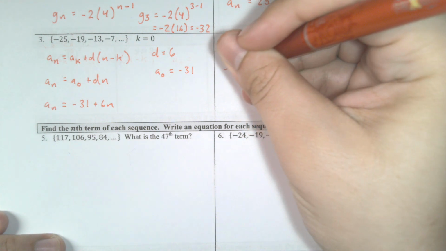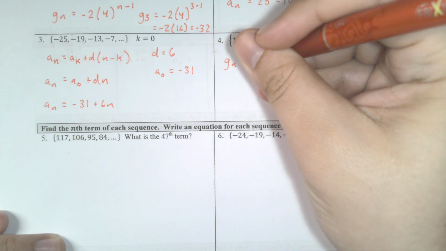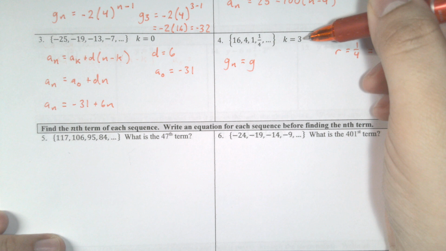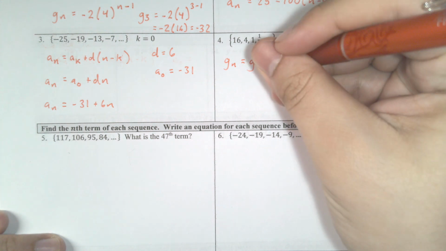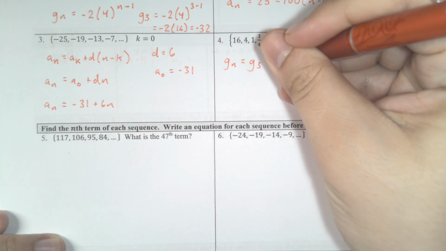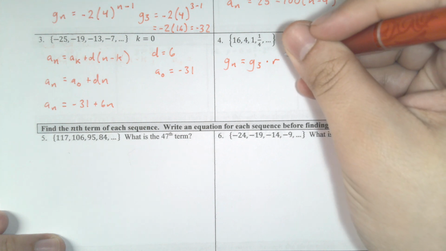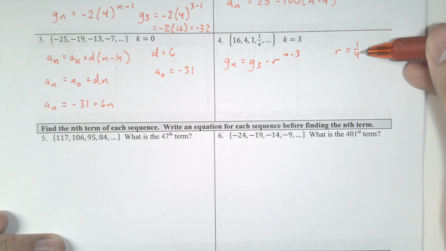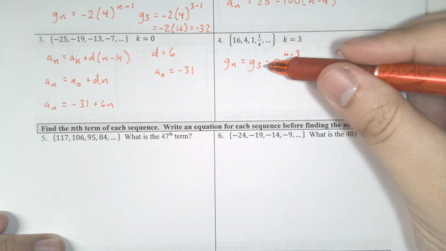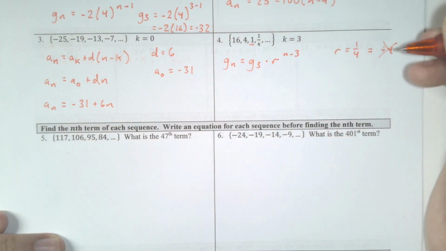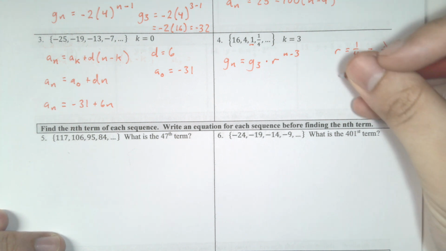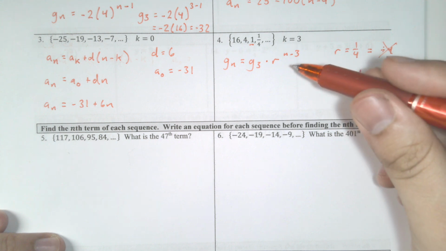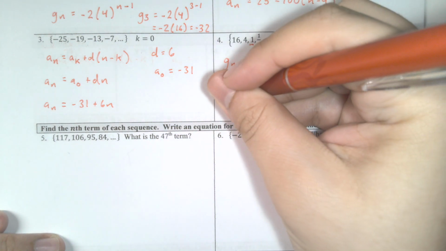Now, the formula that we want to use is g sub n is equal to g sub what? Well, we have k is equal to 3, so this is going to be g sub 3 times our common ratio to the power of n minus 3. And so we already know what our common ratio is. Let's just figure out what g sub 3 is, which is, in this case, 1. So since g sub 3 is equal to 1, we just piece this information together, and we'll have our formula.